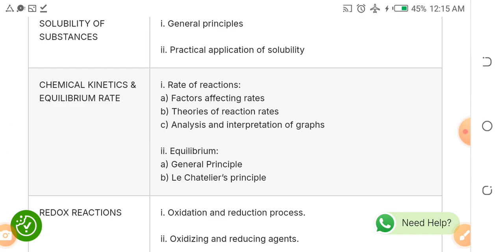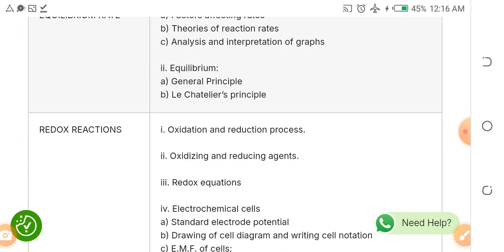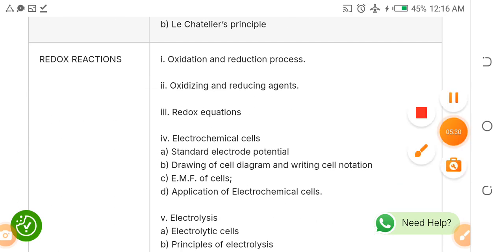Study things like chemical kinetics and equilibrium rates, rate of reactions, factors affecting rates of reaction, theories of rate of reaction, rate analysis and interpretation of graphs. Remember that in your chemistry there will be a lot of calculations, but there will also be many questions that are not calculations. Equilibrium, general principle, Le Chatelier's principle. Just I'm giving you as you make your final revision.